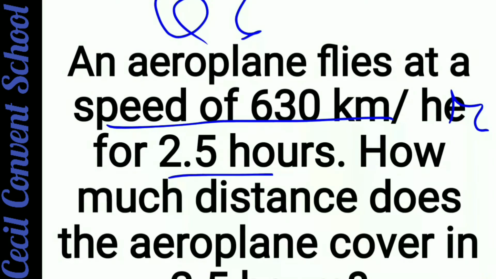for 2.5 hours. So 2.5 hours is what? Time given. So if speed given, time given, what we have to find? Distance. So see how much distance does the aeroplane cover in 2.5 hours. Means distance formula is speed into time.